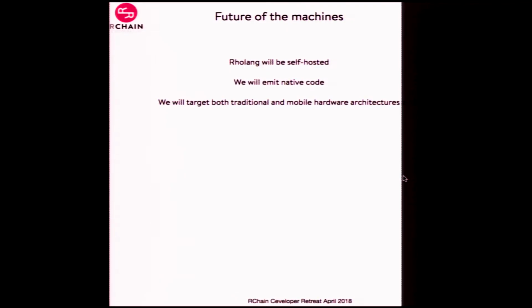And then the nice thing about, if you've got the picture in your mind of what we're talking about, is that when we go to self-host and emit native code, we've now got the right architecture for this, right? We've got a JIT architecture that's going to emit native code just for the continuation bodies and do what it needs to do when it hits the eval, right? Which is very exciting because our aim is to target both traditional and mobile hardware architectures.